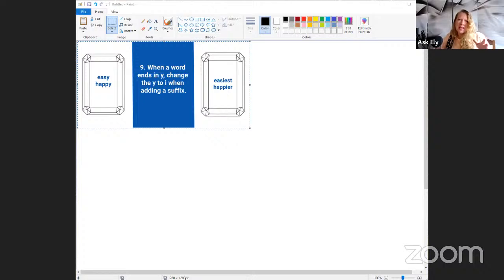So this one is one of those common rules, but it also has exceptions. I know. More exceptions. So we have easy, we drop the Y, easiest. Happy, drop the Y, happier. And we change that Y to I, right? Easiest, I-E-S-T, happier, I-E-R. But what are the exceptions to the rule?